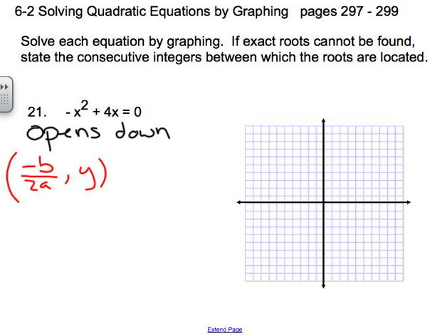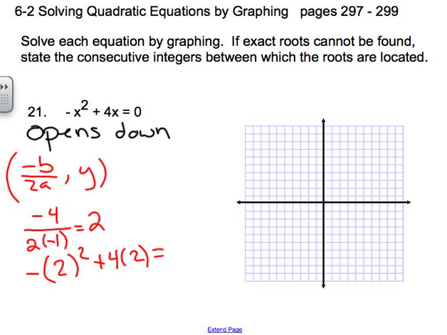I'm going to plug in the negative 4 over 2 times negative 1. Simplifying it up, I get a 2. I take that 2 and I plug it into my quadratic equation. So I have a negative, parentheses, 2 squared plus 4 times 2. And when I simplify that up, I come up with a 4. So my vertex is at the point 2, 4. Which means my axis of symmetry is also the equation x equal to 2, because the x value of the vertex is the same as the axis of symmetry.